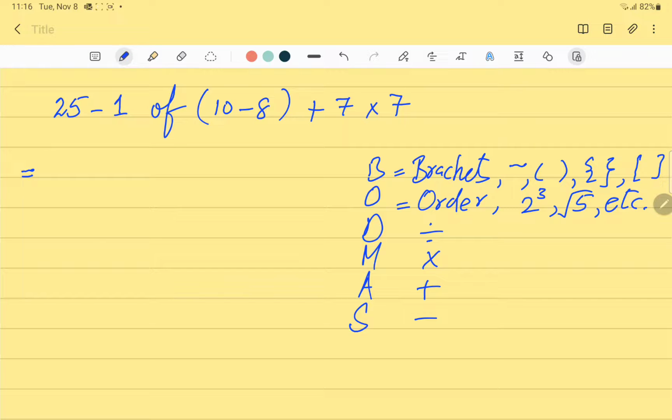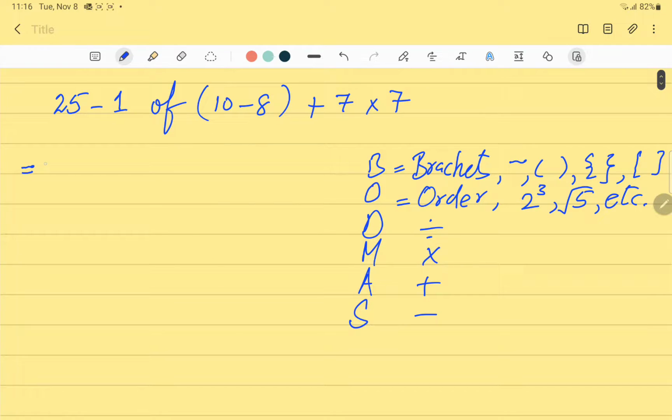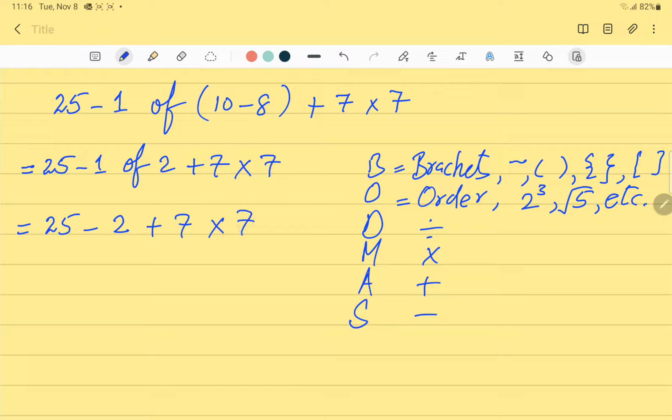We will solve the small bracket first because there is no line bracket. 1 of 10 minus 8 is 2, plus 7 into 7. Now we will solve 1 of 2. 1 of 2 means 2. Now we have 4 numbers: 25 minus 2 plus 7 and multiplication of 7.